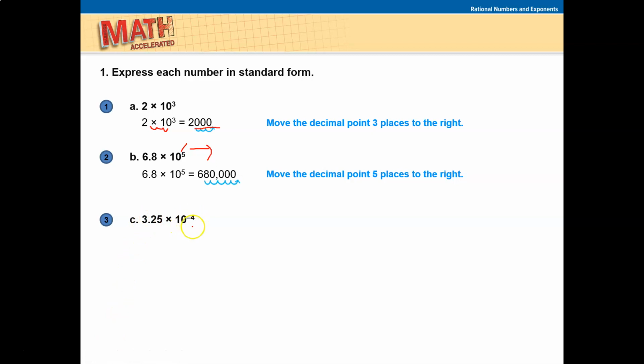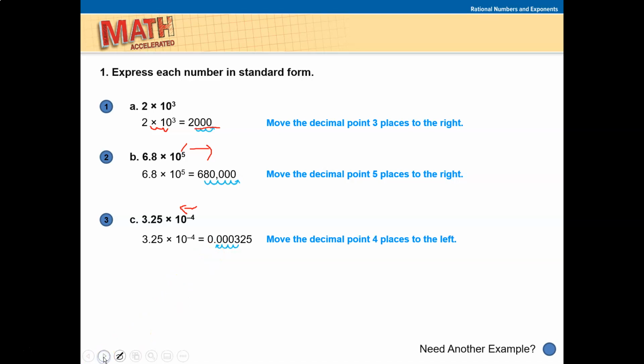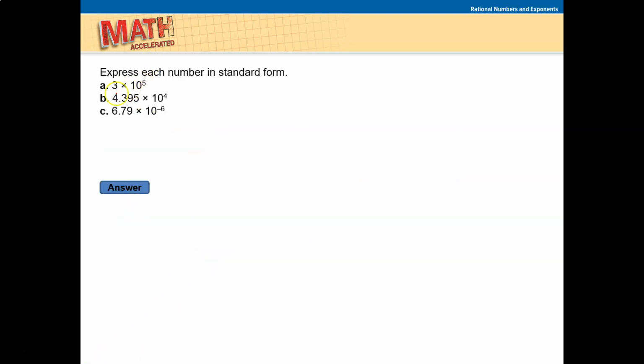Let's try one with a negative exponent. 3.25, so 3 and 25 hundredths. It's a negative exponent, so we're going to be moving the decimal point to the left. So you would get 0.000325. Again, we move the decimal 4 places. Let's try this one. Pause the video and try all 3 of these on your own and compare your answers.